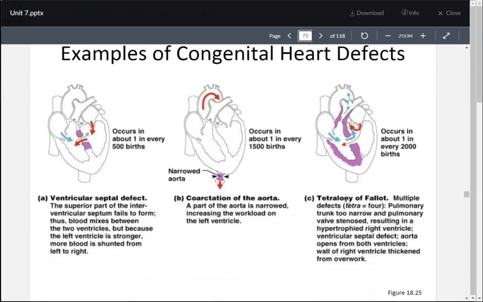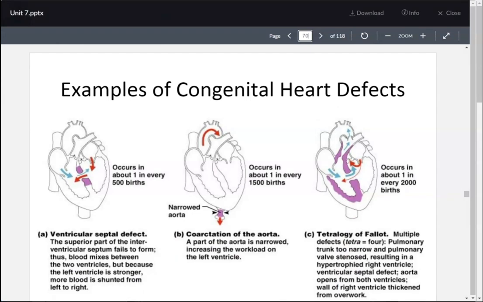All right, here we go. Congenital heart defects. So a ventricular septal defect is when the superior part, so the top of the septum, the divide between the right and left ventricles of the heart, fails to completely form. So blood freely mixes between the right and left ventricles. This is a problem because the left ventricle is stronger than the right, so blood is going to get pushed into the right more than into the left. More blood's going to go into the right side of the heart than is going to go into the aorta.